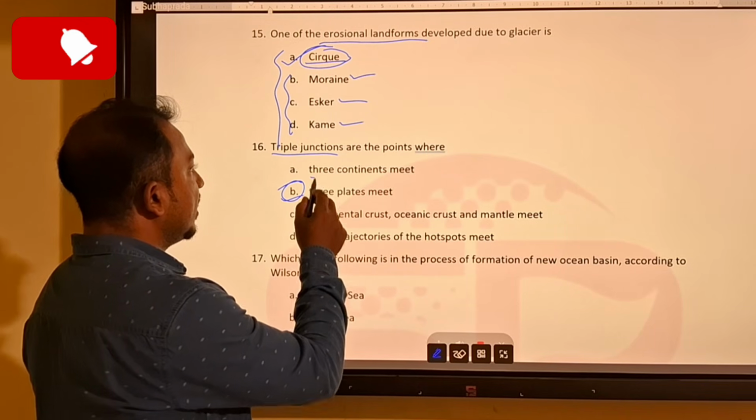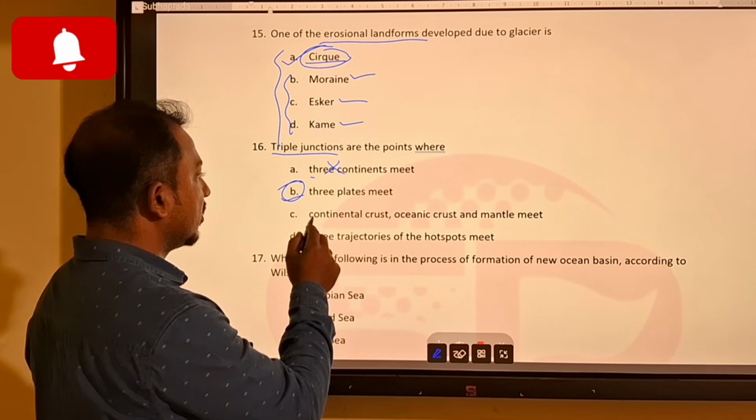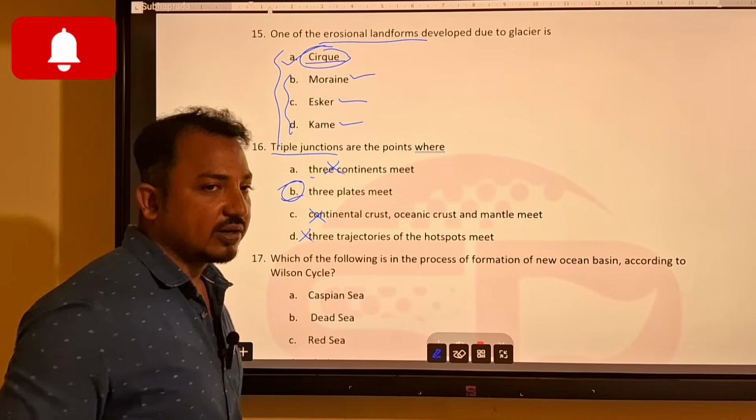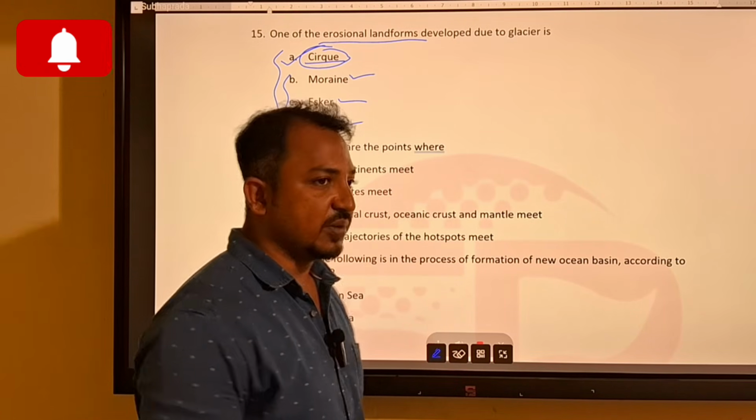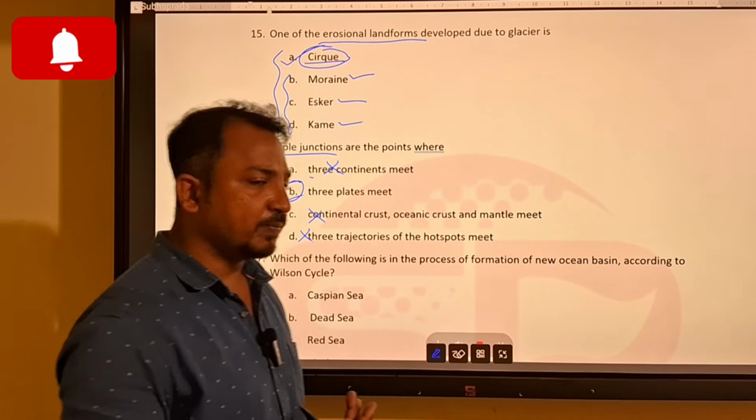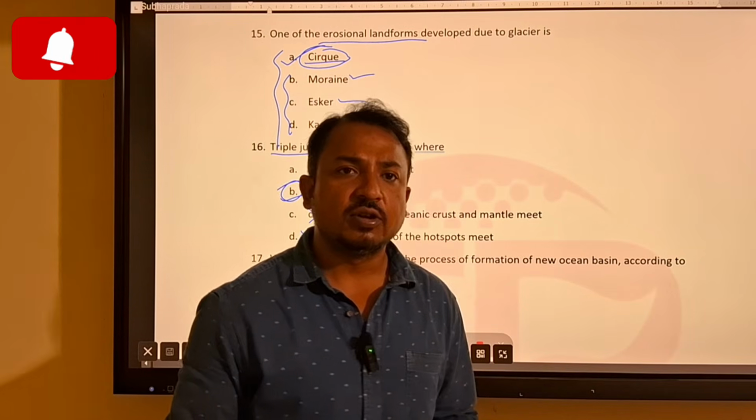So that's why this will be incorrect. This will be incorrect. So the answer will be three plates meet. You can take the example of the Afar triple junction. You can take the example of the Galapagos triple junction.